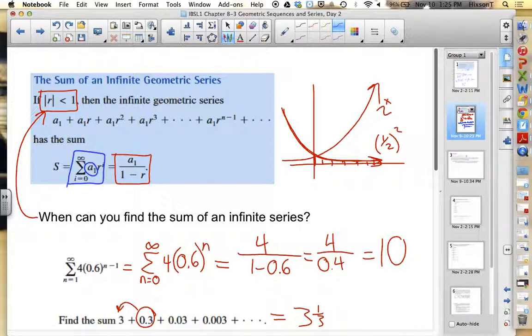Where it might be a little different is if you had it starting at 1, but then this was just a normal n. You might have to do some working to figure out what A1 is. So when do you have to convert it? Only if it's not starting at 0.